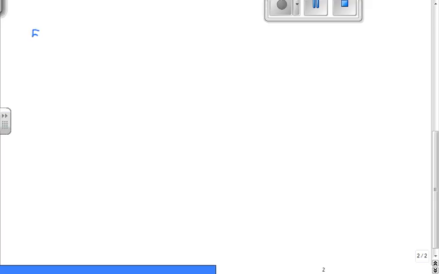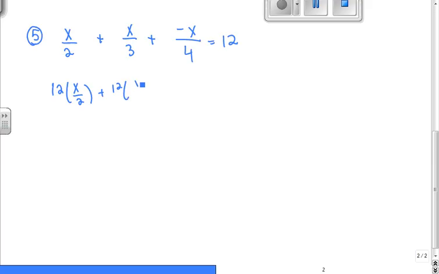Okay, problem number 5 from the homework. We have x over 2 plus x over 3 plus negative x over 4 is equal to 12. So we have to find our least common multiple of 2, 3, and 4, which is going to be 12. So we're going to multiply everything in this problem by 12. Remember, you have to multiply both sides, everything in the problem, by 12.